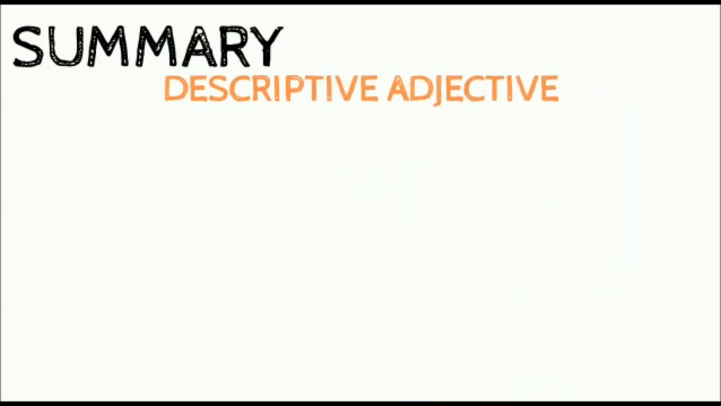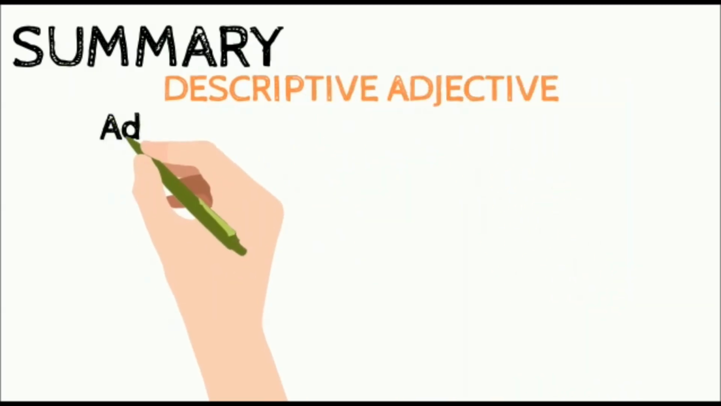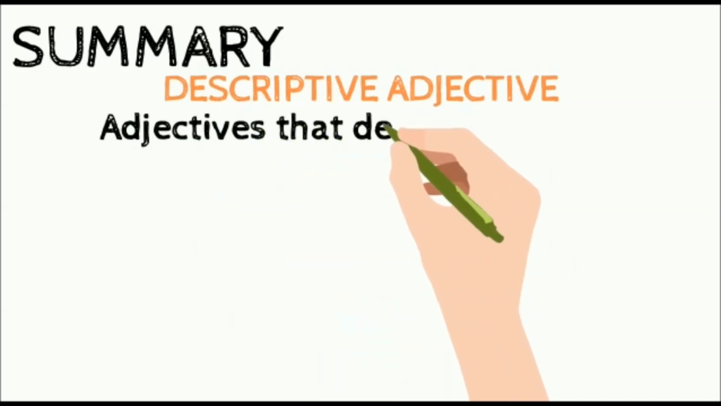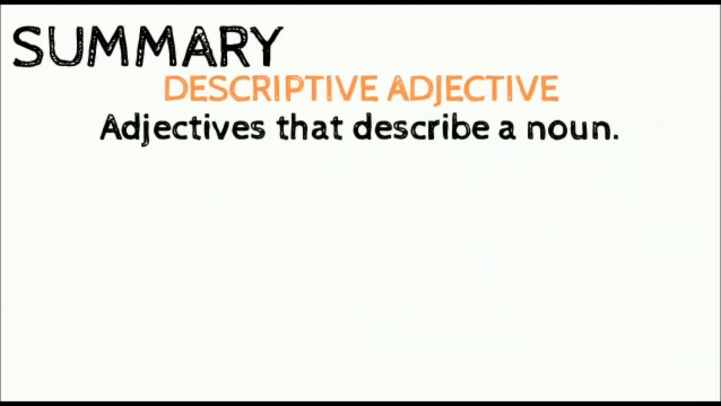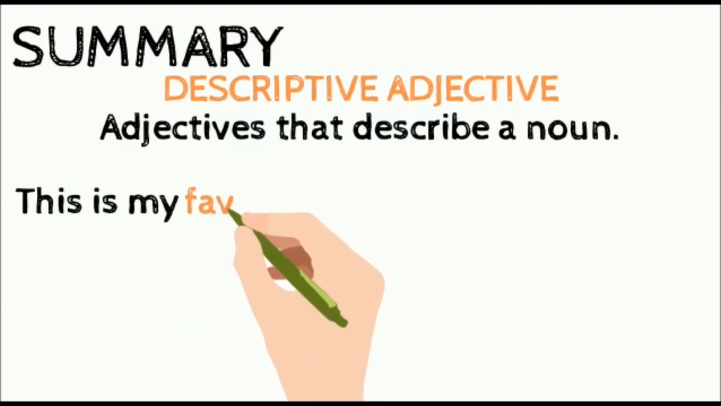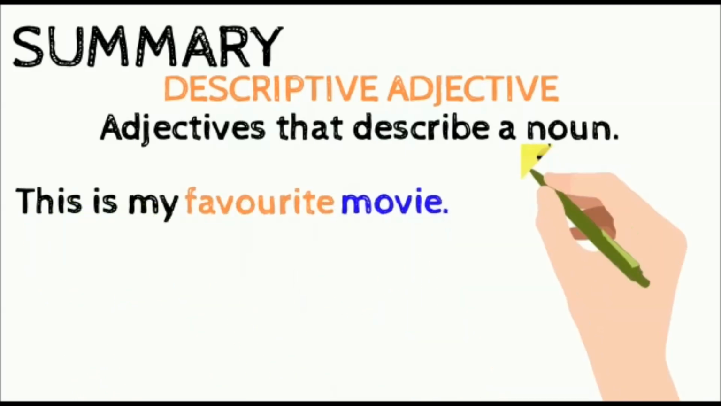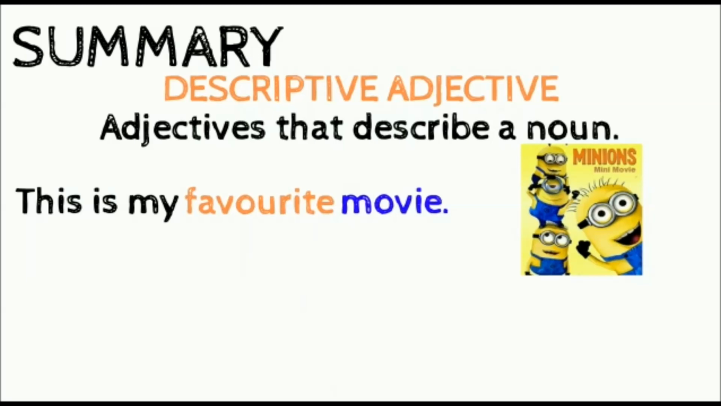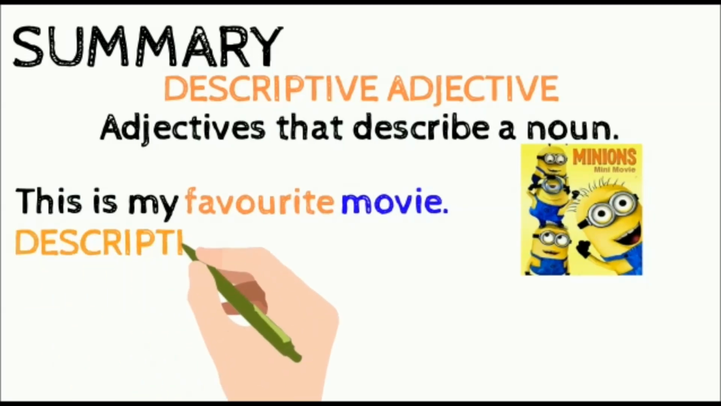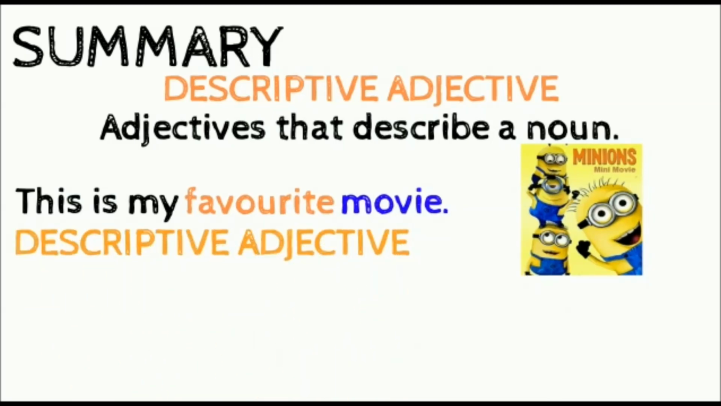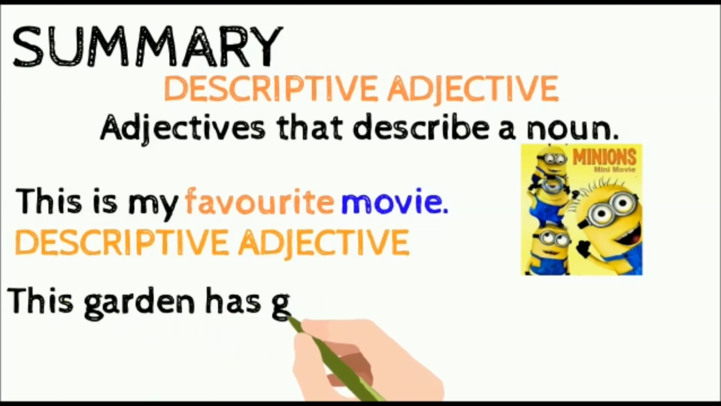Summary. Descriptive adjectives are those that describe a noun. This is my favorite movie. Here, favorite is the descriptive adjective describing the noun movie. This garden has got an excellent landscape. Here, excellent is the descriptive adjective describing the noun landscape.